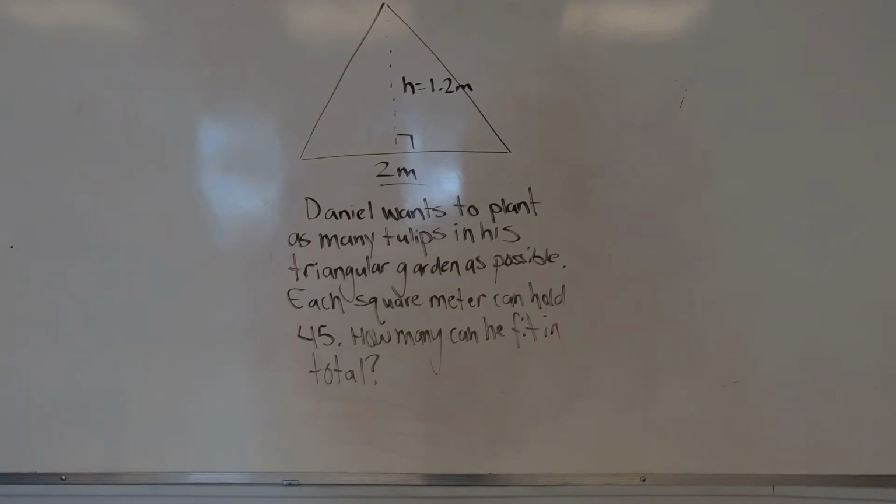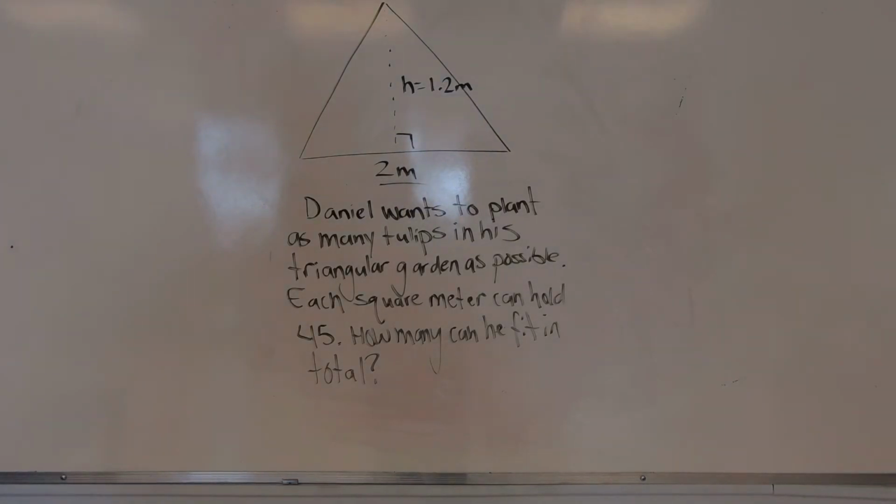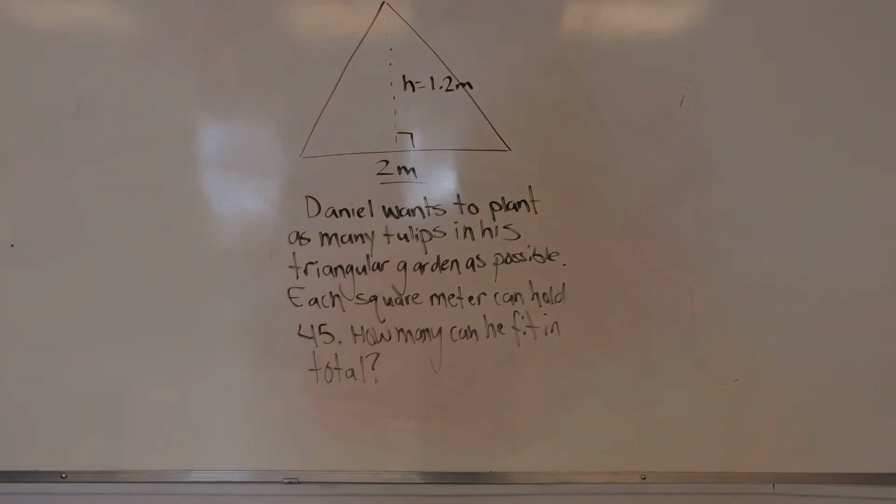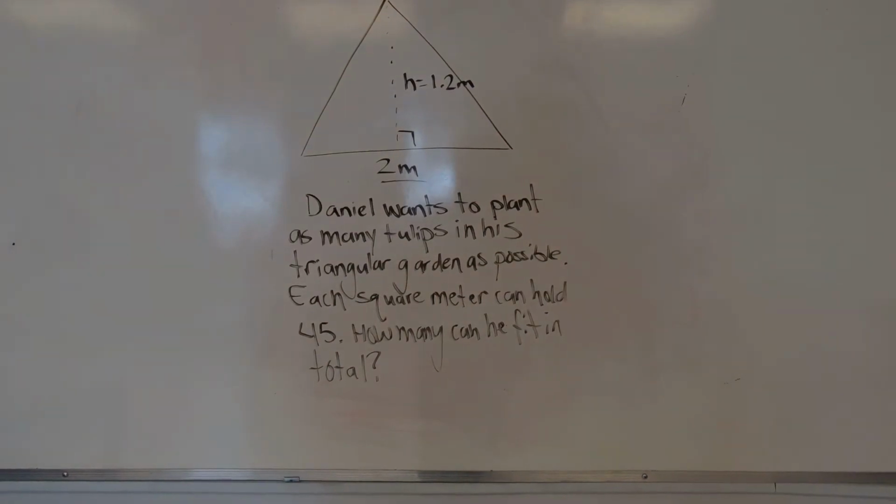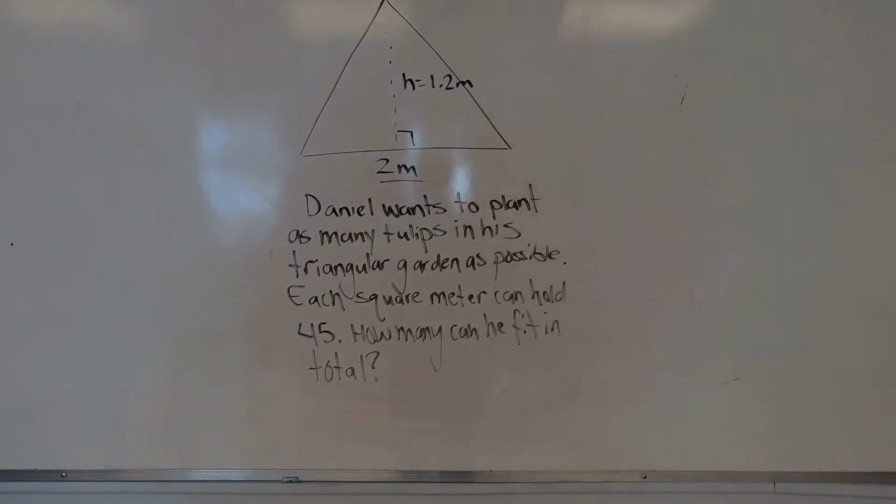We're given a triangle, and it has a base of 2 and a height of 1.2 meters. And it says Daniel wants to plant as many tulips in his triangular garden as possible. Each square meter can hold 45 tulips. How many can he fit in total? Now, we did a question like this with parallelograms, but we're going to do it now with a triangle.